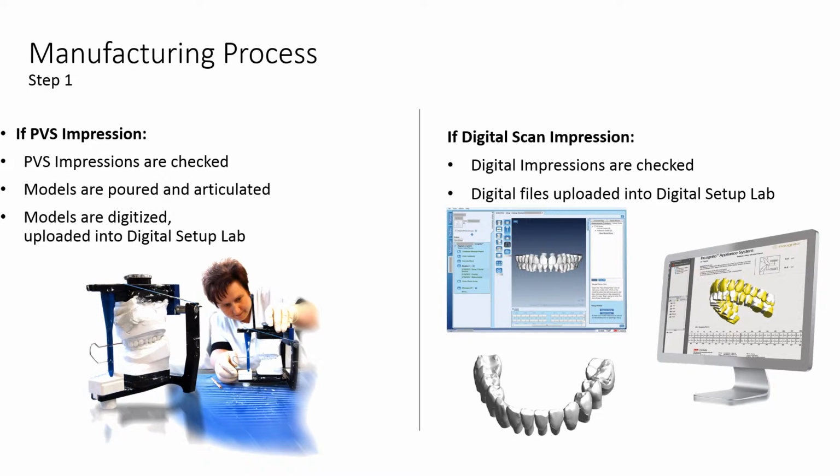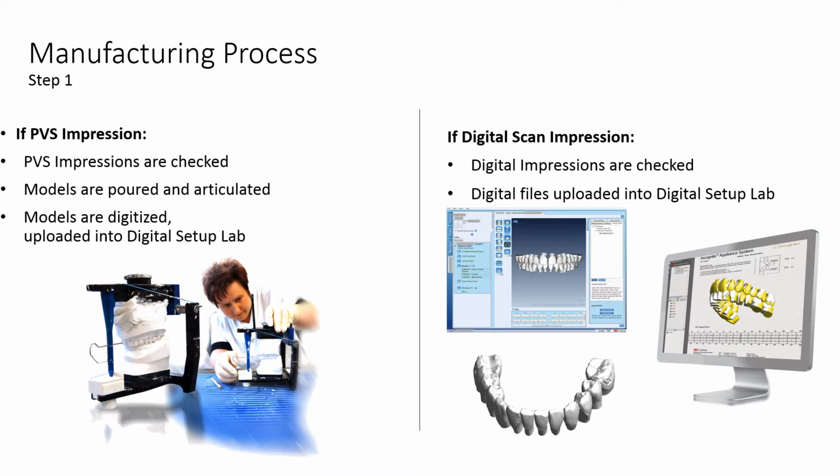So obviously what we already know is that the first step when we do lingual braces is to do a PVS impression. We talked about the pros and cons already in detail when we talked about the scanner. Of course the models are then poured, articulated, checked for any bubbles or distortions, and then scanned to digitize these casts.